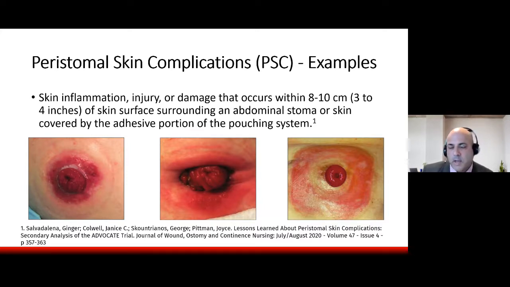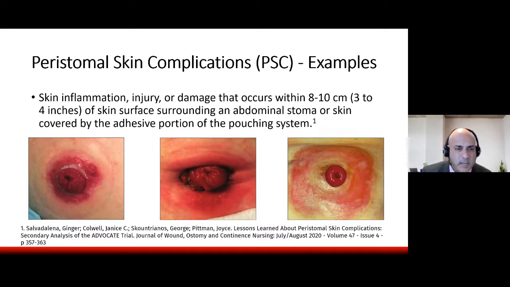But essentially, in the literature, we do know that when there is redness, or what we call skin inflammation or damage, and that it occurs around or under the barrier, that's what we consider some type of peristomal skin complication. So the term peristomal skin complication is a general term which encompasses any abnormality of the skin or tissue under the barrier or immediately adjacent or next to the barrier.